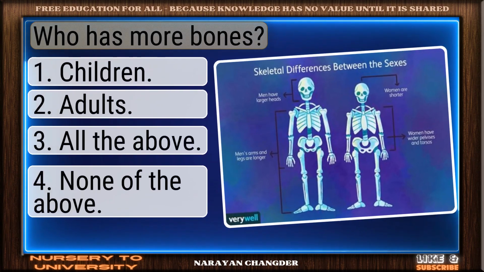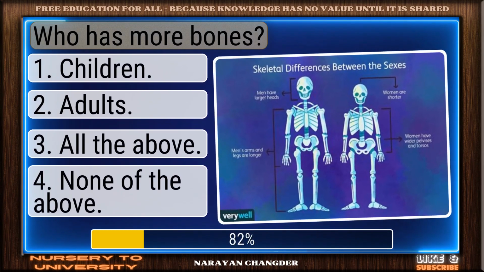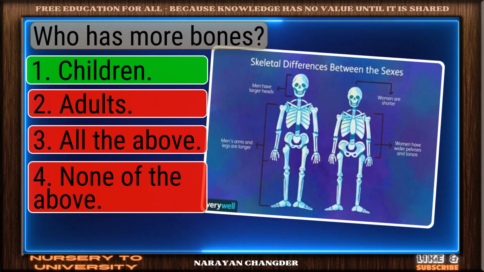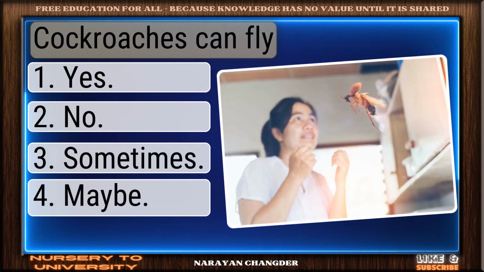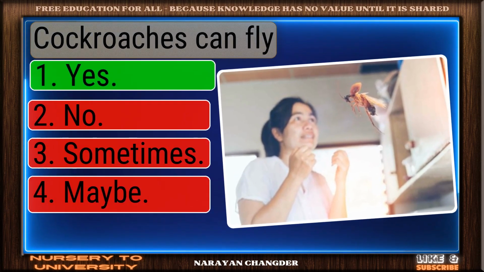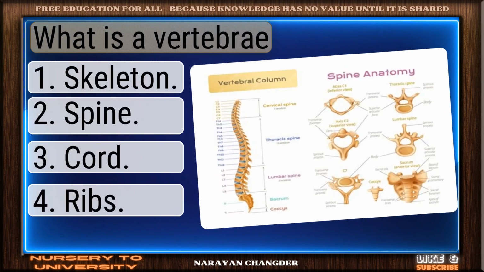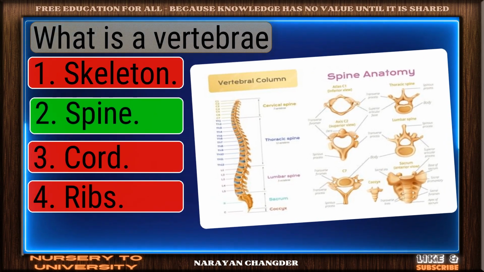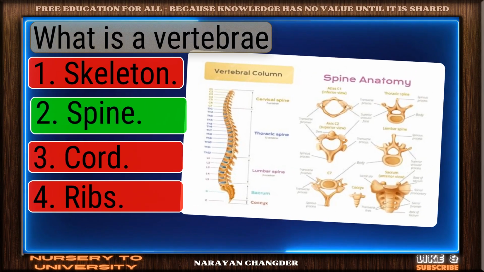Who has more bones? Right again. Children is a valid answer. Cockroaches can fly. Bravo. Yes is the answer. What is a vertebrae? Nicely done. Spine is a solid answer.